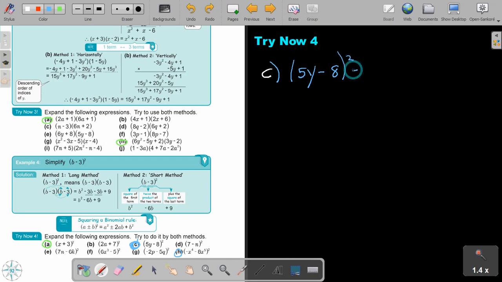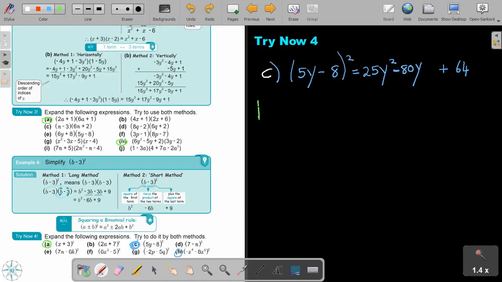So I square this first term, so this is going to be 25y squared. I square this last term, so it's going to be 64. Then I multiply these two with each other, so 5 times negative 8 is negative 40y, times 2, so it's going to be negative 80y. And that is going to be my answer. It's a very short method and it's very good that students can do this, especially if they want to work fast.